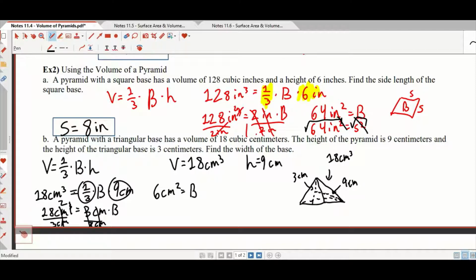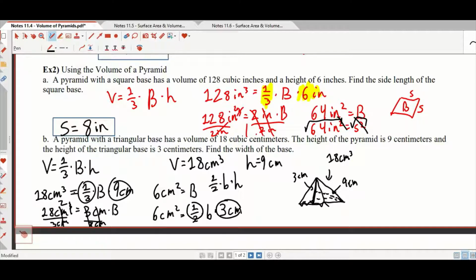But unfortunately, we need to know what that tells us about the actual triangle. Now remember, a triangle's area is 1/2 times the little b, which stands for the base that we don't know, times a different h that represents the height of a triangle, which we do know. So we're actually going to rewrite this. 6 centimeters squared is equal to 1/2 times the little base, which we don't know, times the height, which is 3 centimeters.